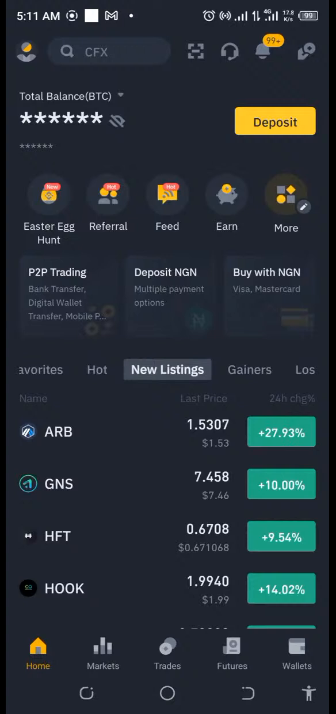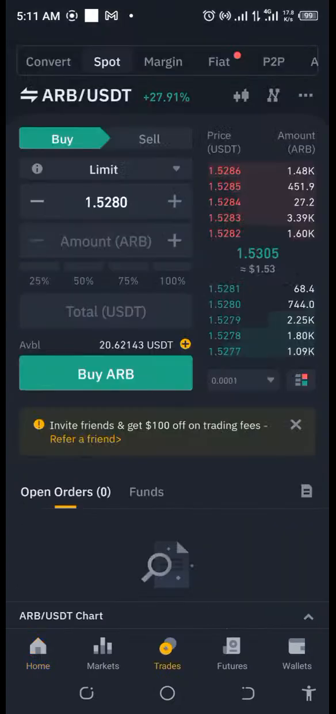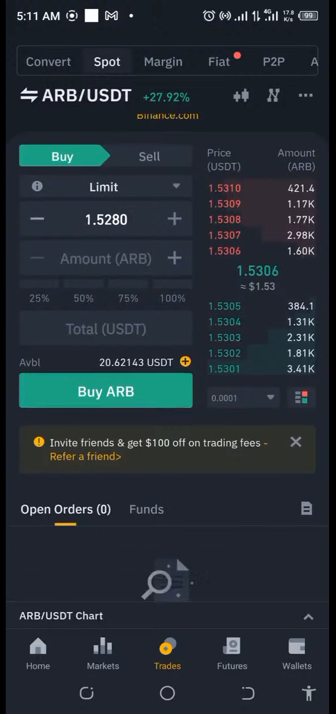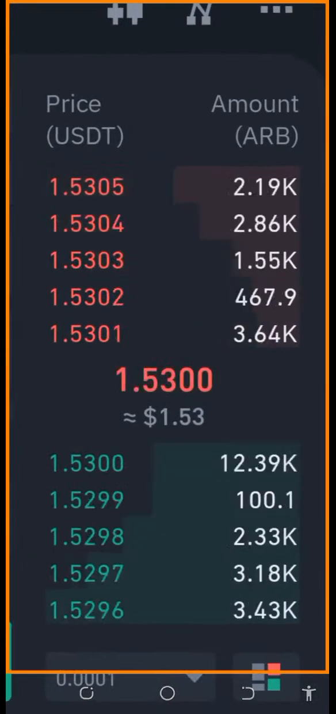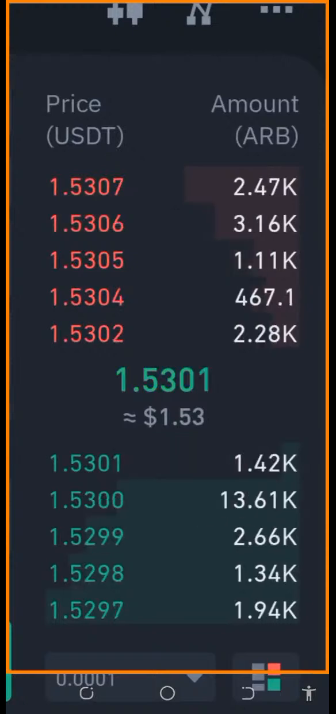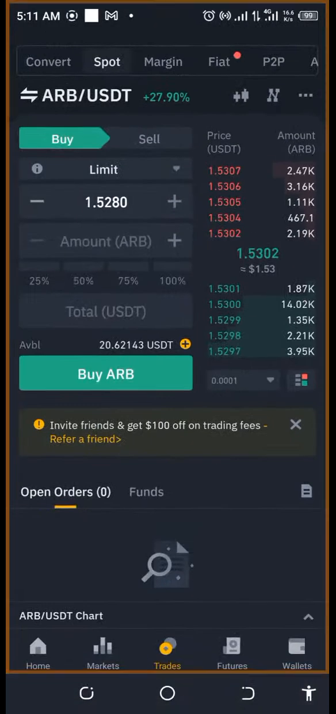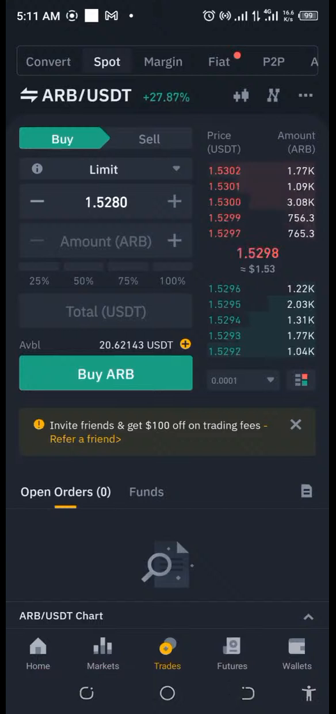So let's go back in here. As you can see, looking at it, it's still pumping. And look at the order book. You can see that it's still very alive and very active. These are the things you need to make sure exist when you're doing your spot trading.